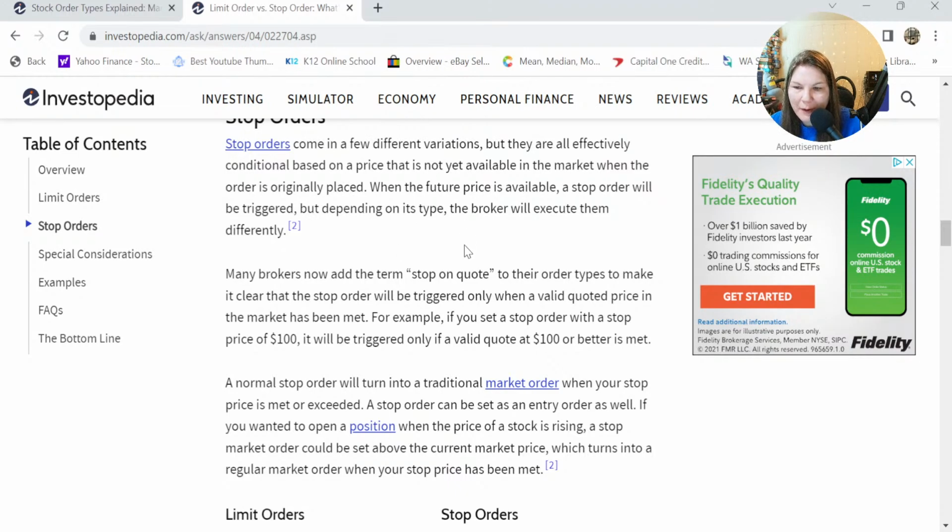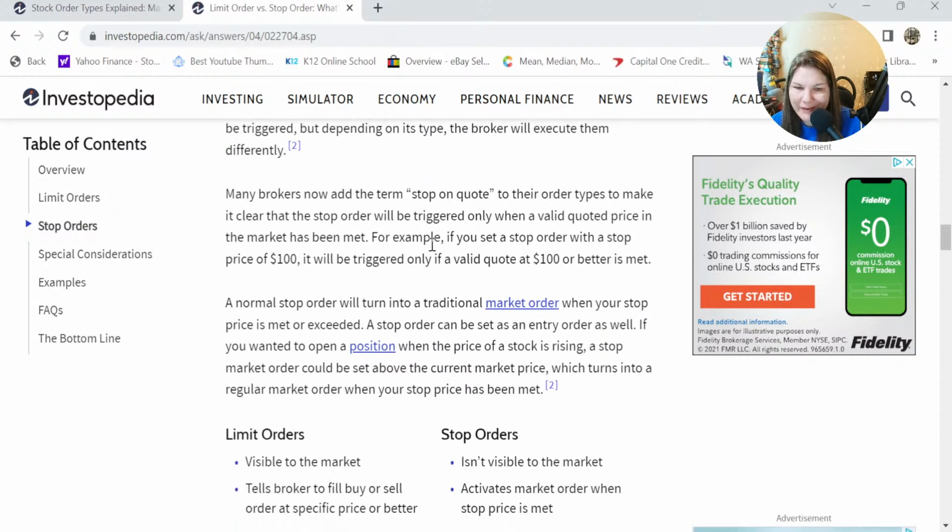When the future price is available, a stop order will be triggered, but depending on its type, the broker will execute them differently. Many brokers now add the term stop on quote to their order types to make it clear that the stop order will be triggered only when a valid quoted price in the market has been met. For example, if you set a stop order with a stop price of 100, it will be triggered only if a valid quote at 100 or better is met.